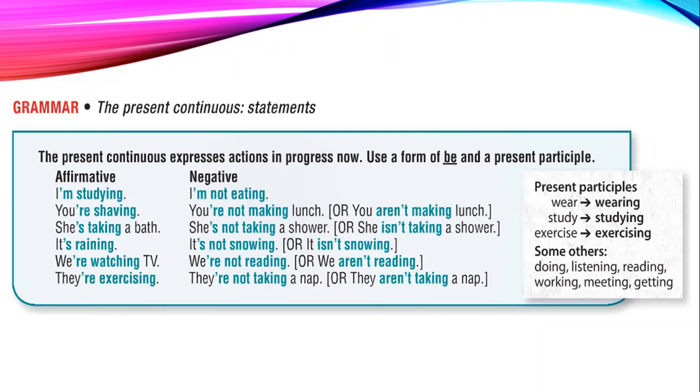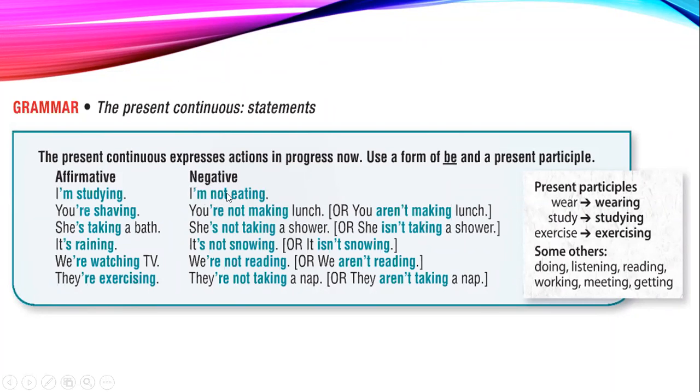It is raining. It is raining. It is, verb to be is, rain, the verb, and ing. We are watching TV. ¿Ok? We are watching TV. Or, contraction, we're watching TV. Watch plus ing. And they are exercising. De nuevo le eliminamos la E y agregamos ing, right? Okay, these are the rules.